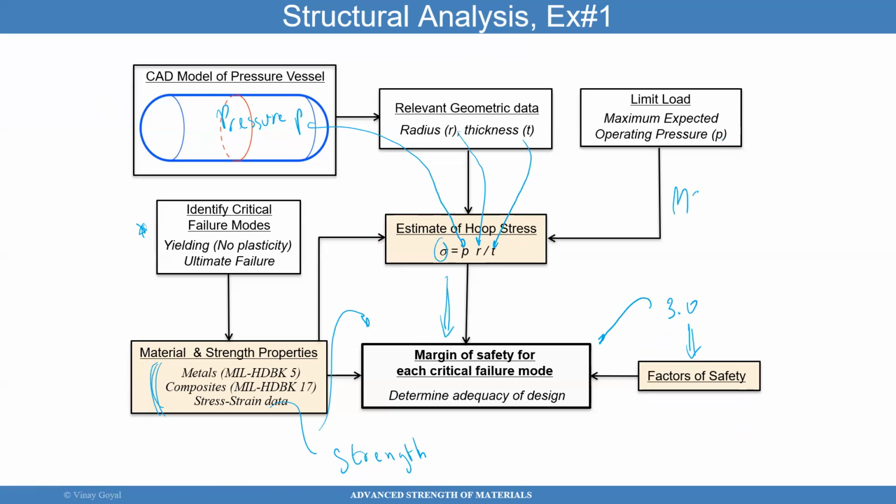So the margin in this case is the strength divided by the stress predicted by my model, which is a very simple formula, times the factor of safety, minus 1. And we want that to be greater than 0. That's the preference there, okay?